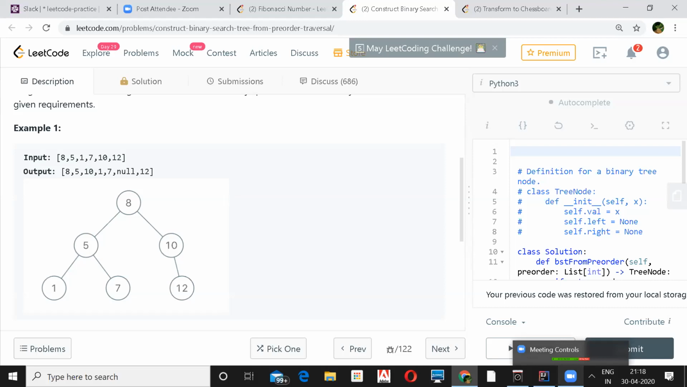We go on like this, but as soon as the condition breaks, like 7 is greater than 1, we pop out the elements from the stack. We pop out 1, we pop out 5, and save it in a temporary variable. When we come to 8, we realize that 7 is less than 8, so we append 7 to the right of the node we just last popped out, that is 5. So it comes to the right of 5, and as of now the stack only has 8 and 7.